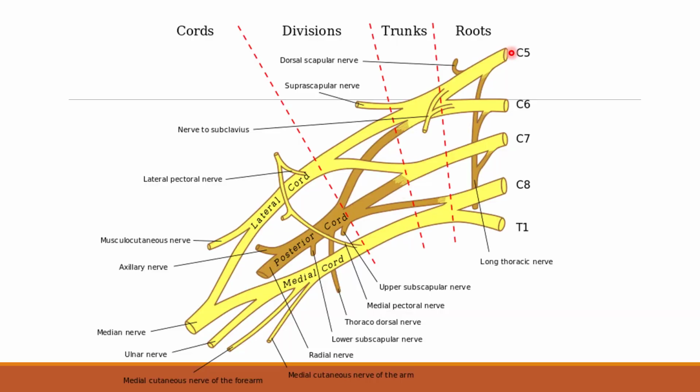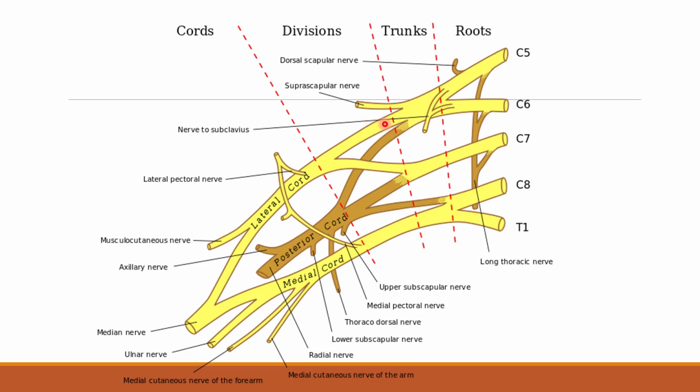See here this diagram. This is C5 root, C6, C7, C8 and T1. These are the anterior rami of these cervical and thoracic nerves. These anterior rami, they will join together to form the trunks. C5 and C6 will join together to form the upper trunk. C7 will be continued as the middle trunk, and C8 and T1 will form the lower trunk.